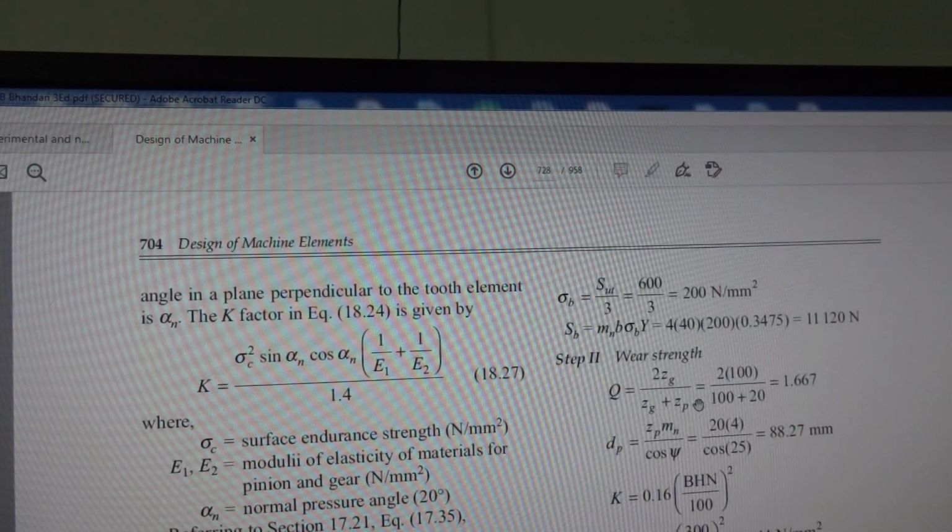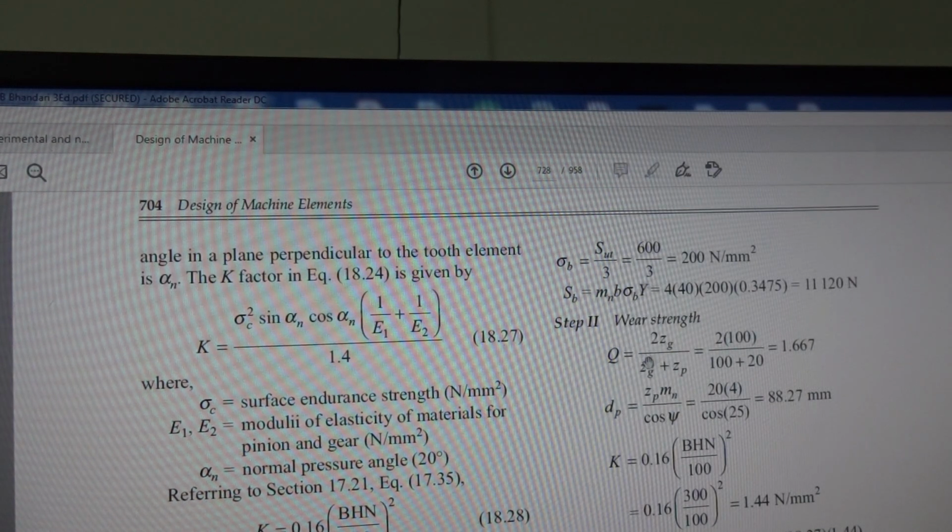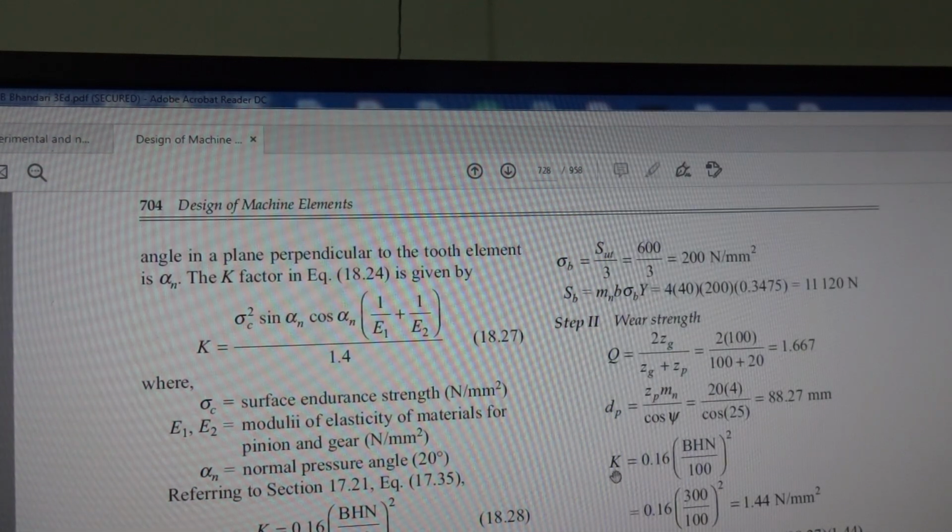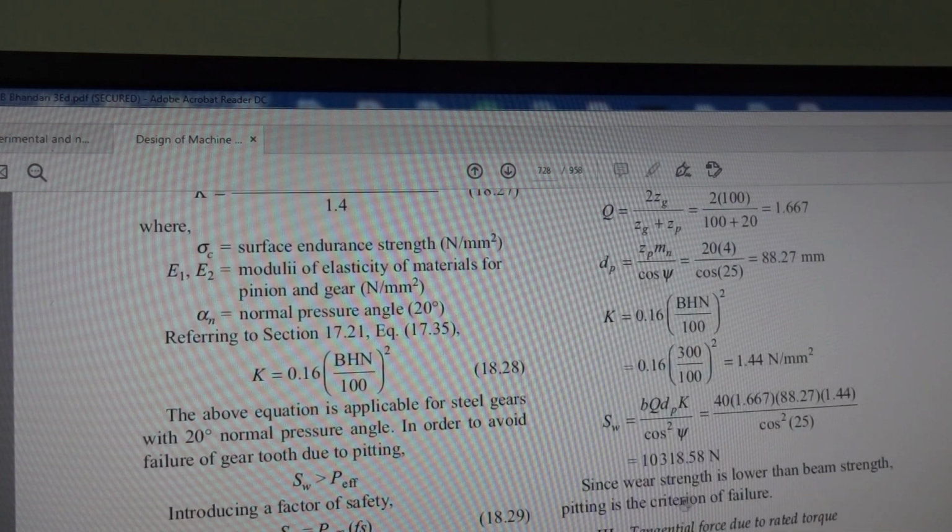Wear strength, you have to find the wear strength. So the wear strength: Q is equal to 2Zg by Zg plus Zp. This one, dP is equal to pi Zp Mn by cos psi. So you can get this one, and you know the relation for K is equal to 0.16 BHN by 100 square. So K is equal to this one. SW is equal to, you know the formula for SW. So using this formula you can get the SW.